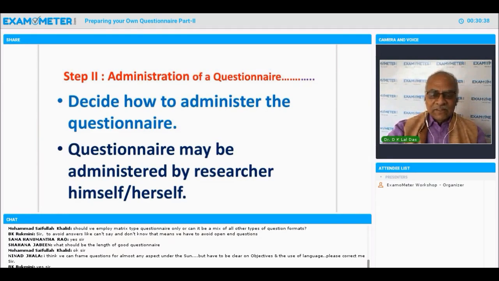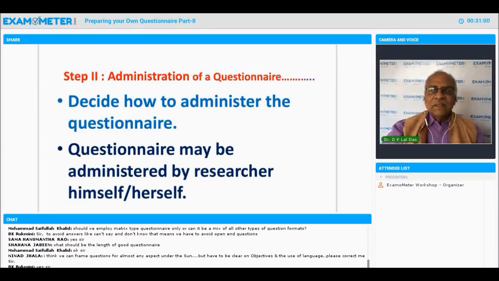I think I have made the question clear. Whose question was this? That was Shahana. Another question, sir, from Nageshwar. I think we can frame questions for almost any aspect under the sun, but we have to be clear on objectives and the use of language. Please correct me, sir.